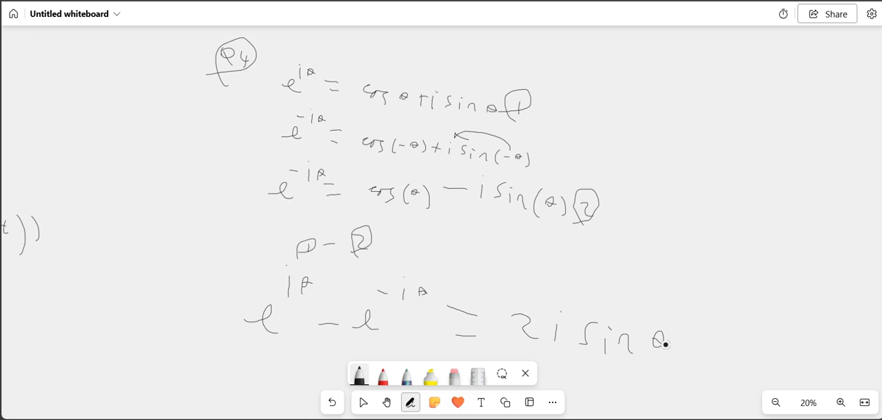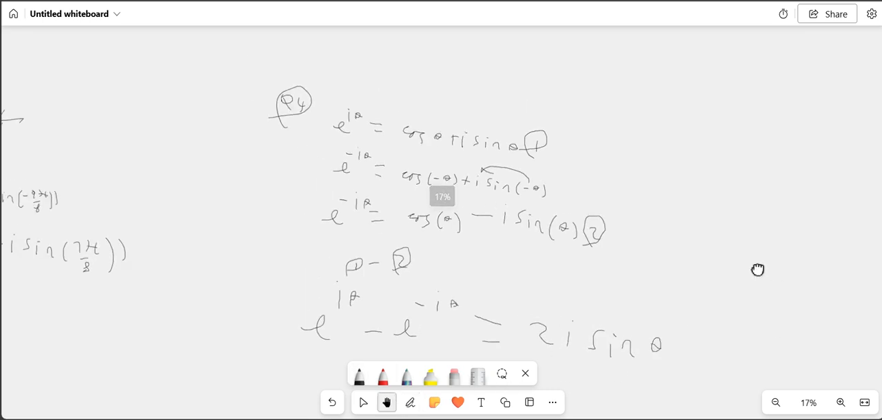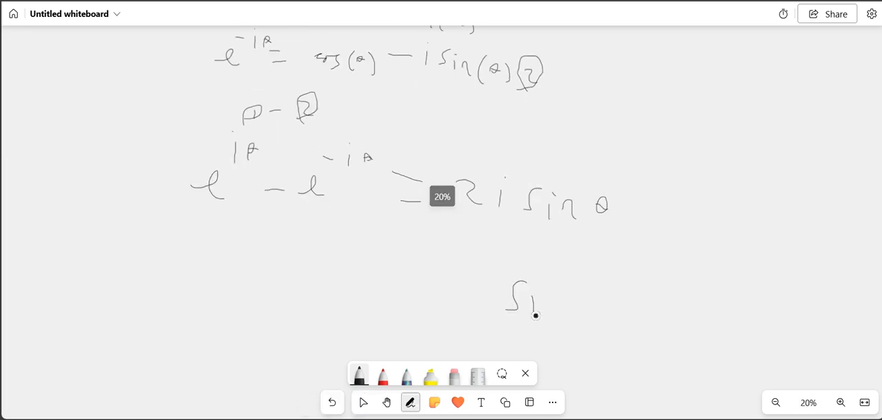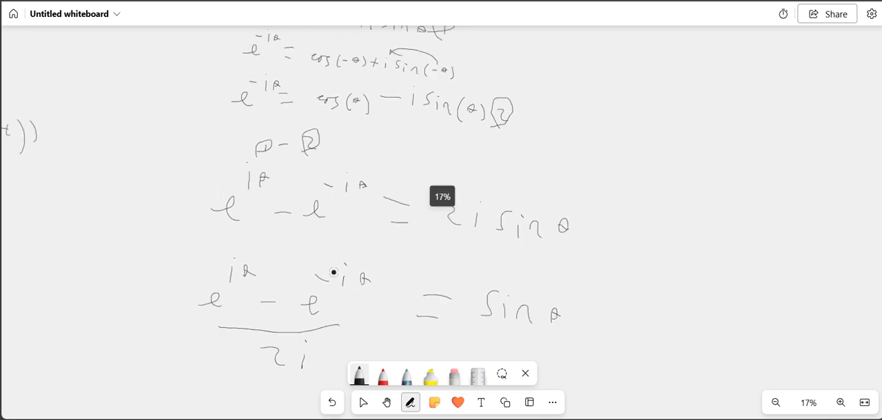And now to get it in the form they want, if you look at the book here, all you have to do is divide by 2i, and you get sine theta on its own. So sine theta is equal to e to the i theta minus e to the minus i theta over 2i, or 1 over 2i times that. And that's the end. That's how easy it is.